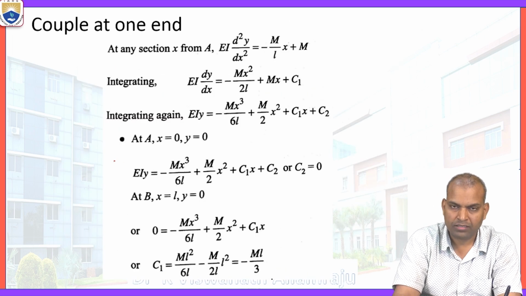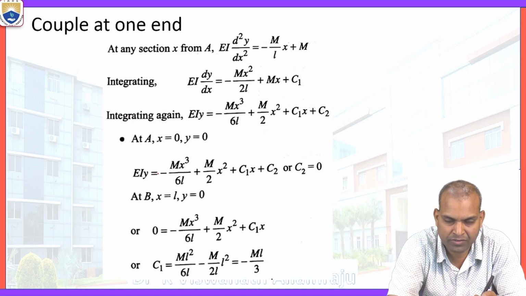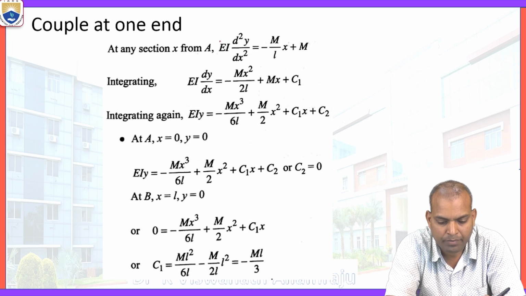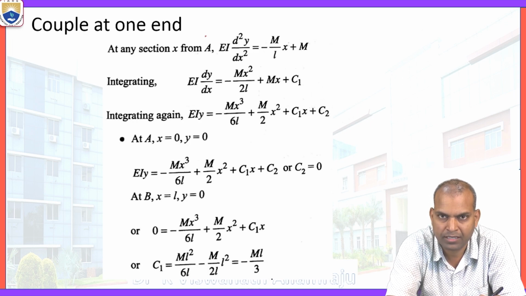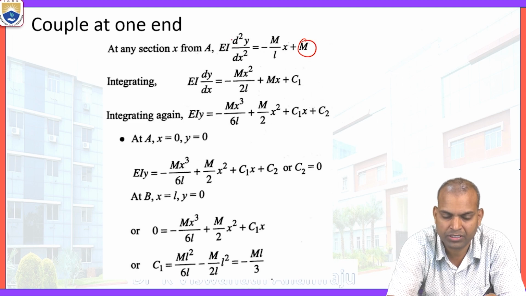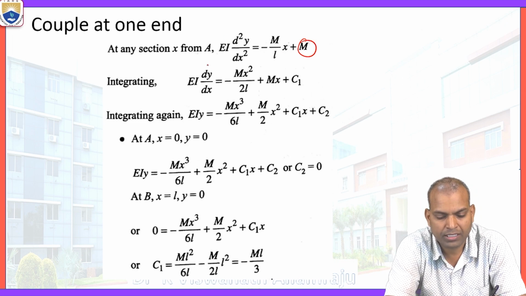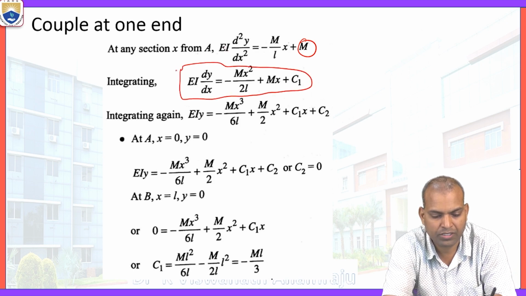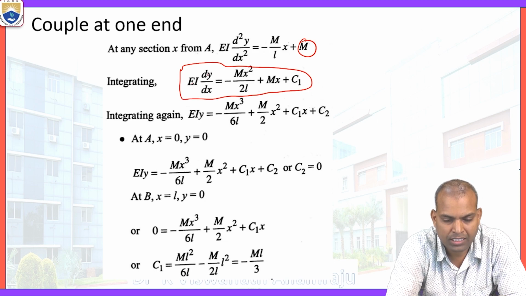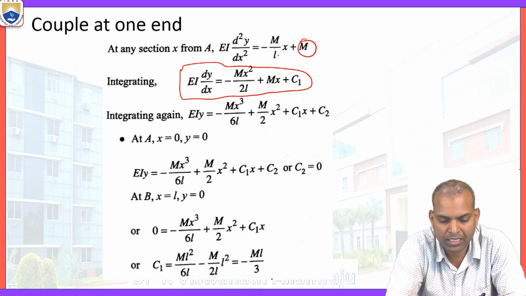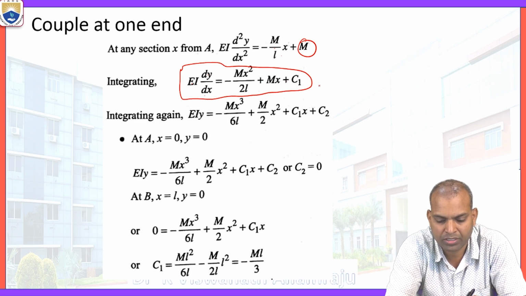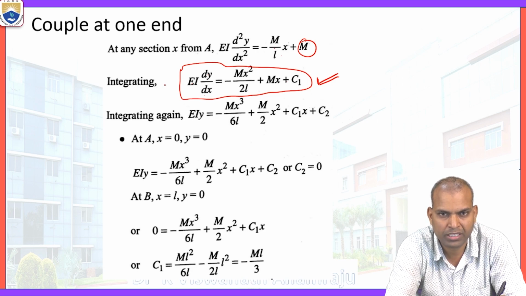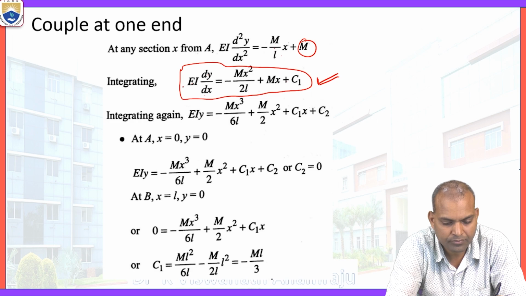Now here what to do? Again, for the couple at one end condition, equate the moment equation at a distance x, that is EI d square y by dx square equal to minus M by L x plus M, because the couple is acting in clockwise direction. Now if we integrate this equation once, EI dy by dx equal to minus M by L x square by 2 plus Mx plus C1. That C1 will be calculated by using boundary conditions. The constant of integration should be calculated by using boundary conditions.